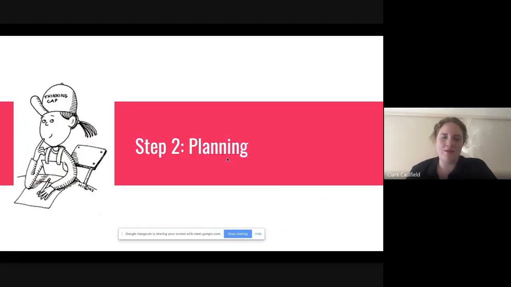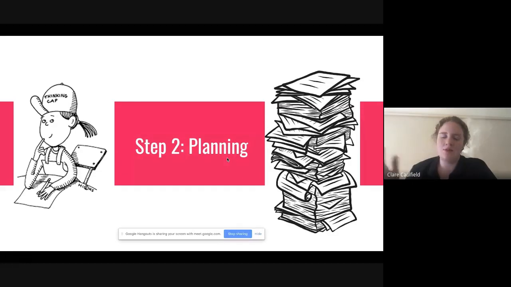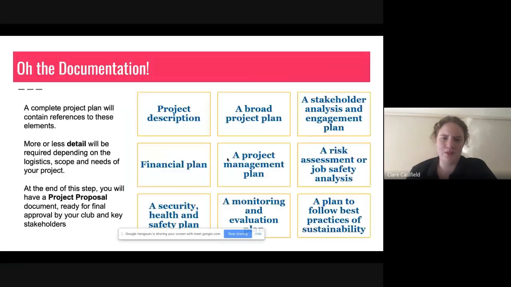All right, now we go from scoping to planning. We take all of those ideas and we turn them into documentation, which we will then implement later. In the boxes here is just an example of a few of the types of plans that you might create in the planning phase. More or less detail is required depending on the logistics and the scope of the project. At the end of this step, you end up with a project proposal document, which has all the information that somebody in your club or a key stakeholder would need to be able to approve the project for you to then go and implement it.